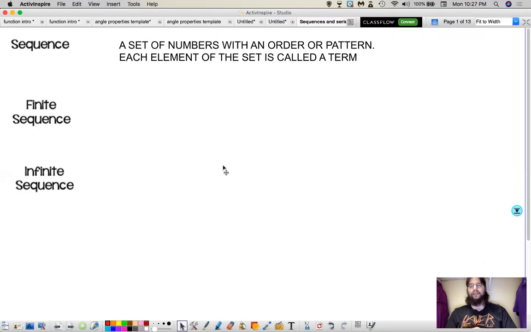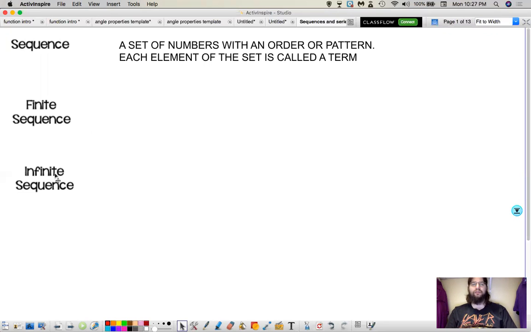2, 4, 6, 8, skip counting by twos. Any sort of patterned set of numbers is a sequence. Now, each element of that sequence is called a term. So if you're looking at 2, 4, 6, 8, the 2, the 4, the 6, and the 8, those are all your terms.